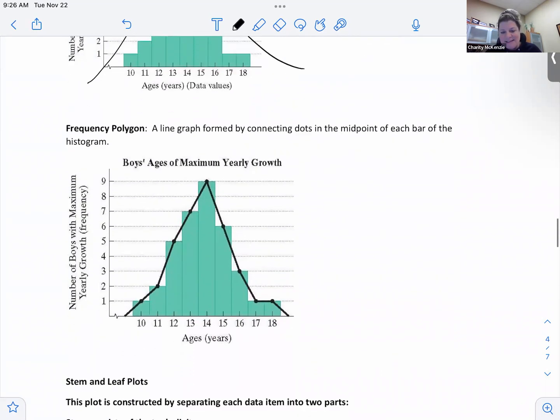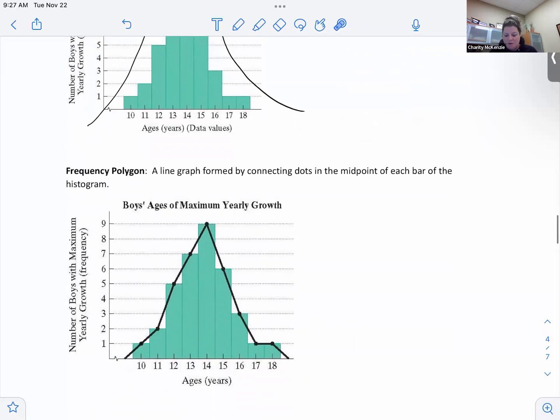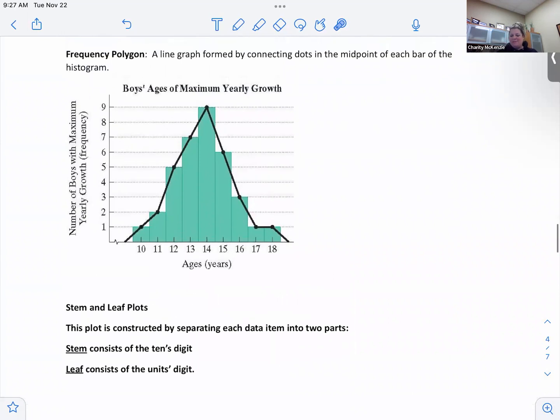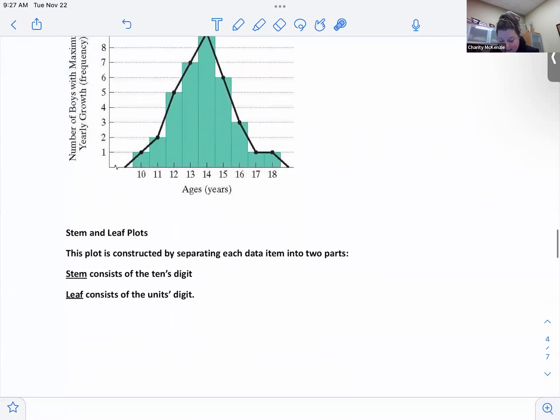Okay, a frequency polygon is somebody who wants to make a weird different graph of the same thing. So they put a dot in the middle of each box, right? And then they connect them. Frequency polygon. I don't really care. They show the same thing. And this would all be gone. Just the lines would show. So I don't know why it has both on there, but frequency polygon is another graph that people like to make.